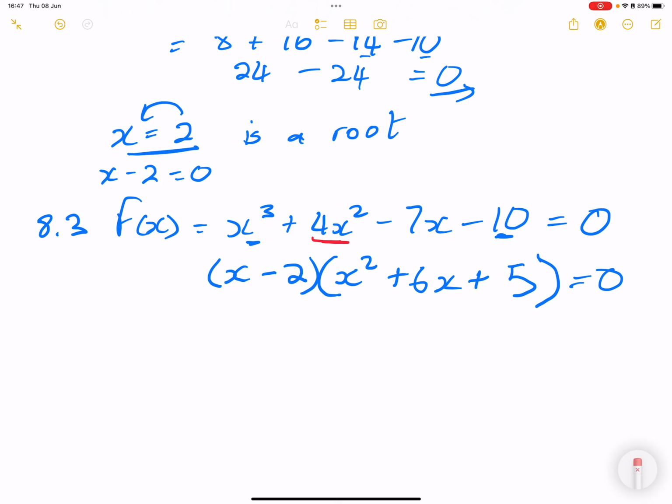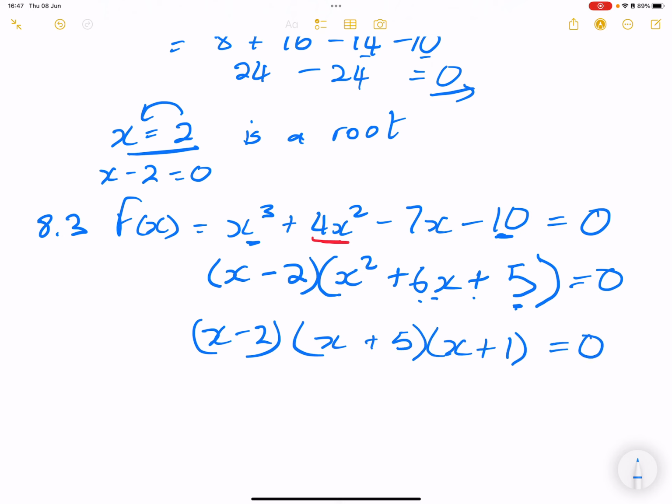factorize this thing further, right? So we've got x minus 2. For this one, factors of 5 such that when I add them, give me 6. That's definitely 5 and 1. So that's going to be x plus 5, x plus 1, and this is equal to 0.